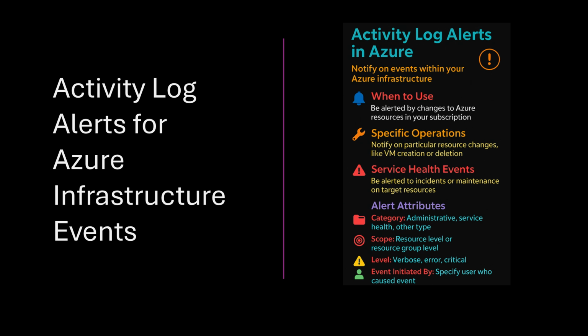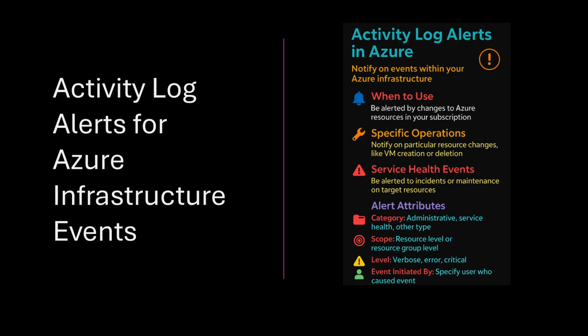Second, service health events. These keep you informed when Microsoft itself is reporting issues within the Azure platform. You can get alerted for incidents, planned maintenance, or health advisories for specific regions or services. This ensures you are aware of platform level disruptions as early as possible, even before they impact your workloads.